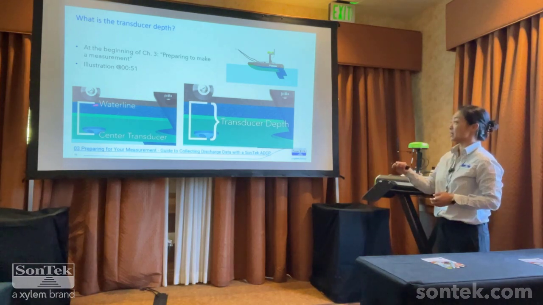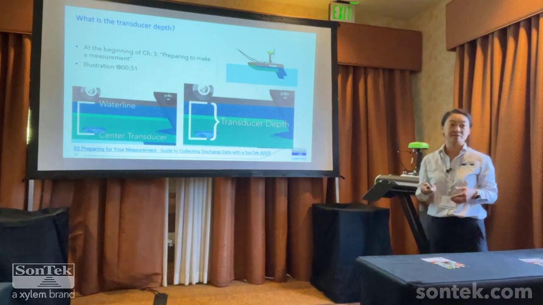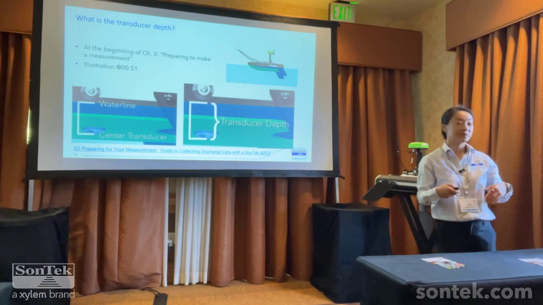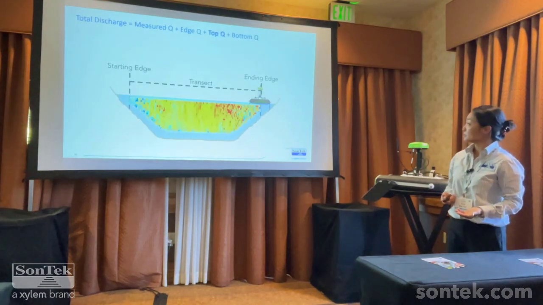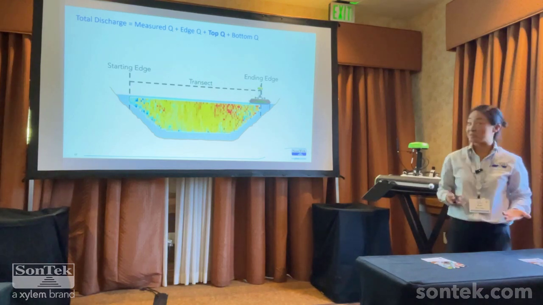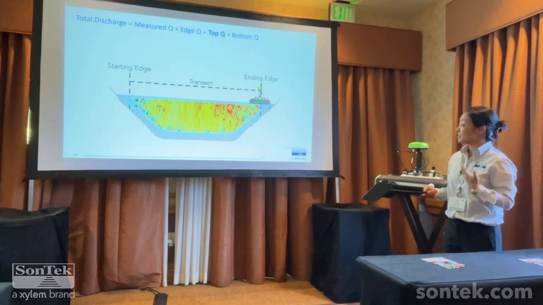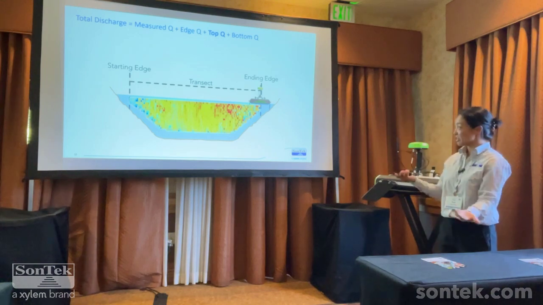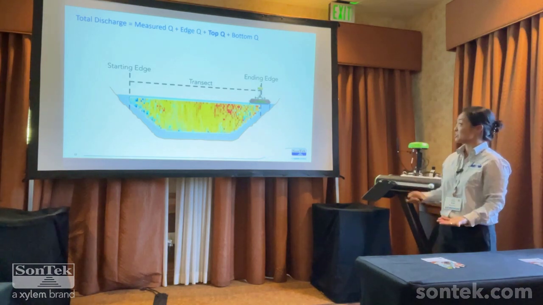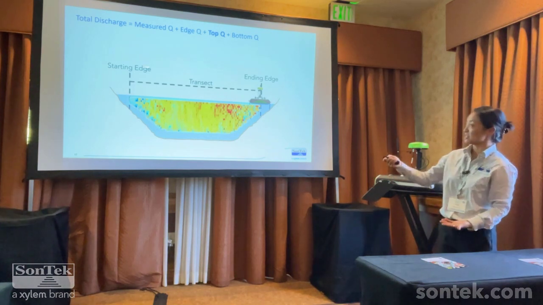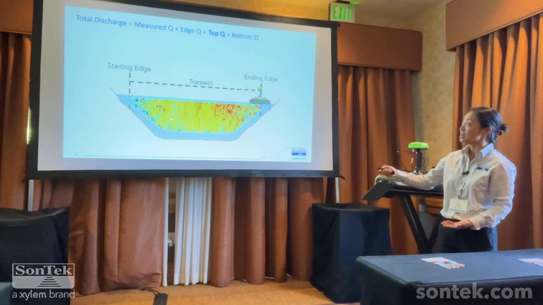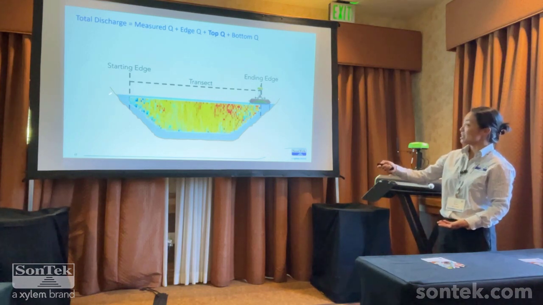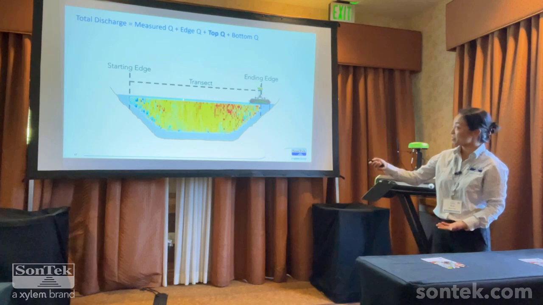This is something that needs to physically be measured by the user and then input into the software so that we can make the correct calculations. So why is that important? First of all, when we look at the total measurement, that total discharge, as I mentioned, is going to be the sum of all the separate discharges that you see here. That's the measured discharge where the colors are, and then those edges, and then the top, and that bottom section.